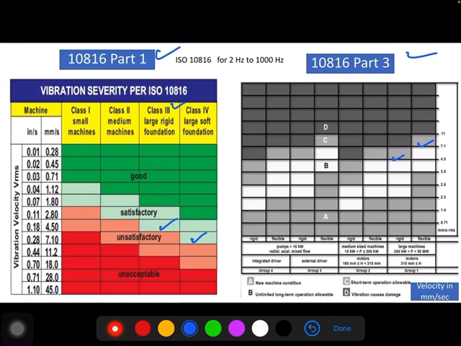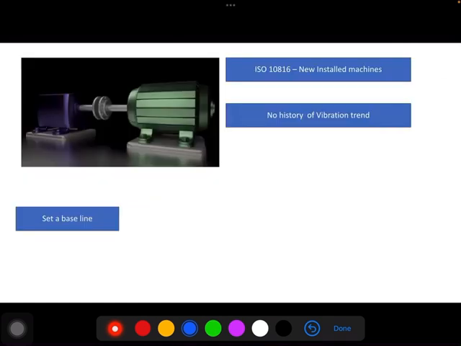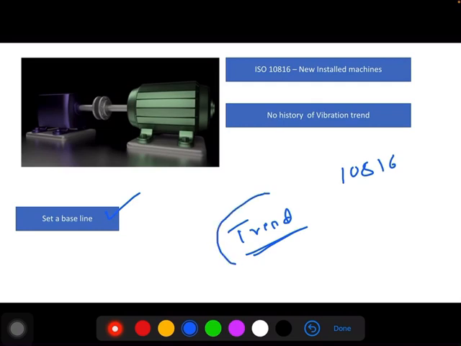So trend is the best method for evaluating any machine. So for a newly installed machine, you first need to follow 10816 initially. Later, if you get the backup data for 4 to 5 months, then you need to follow the trend analysis and set a new baseline. You need to follow that baseline, because all the machines should be run below that baseline. So trend analysis is the most vital measure for deciding the acceptable limit.